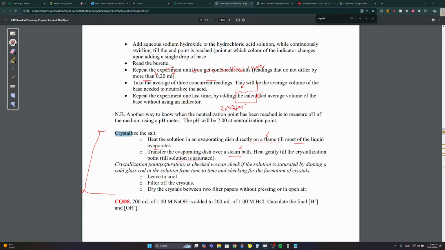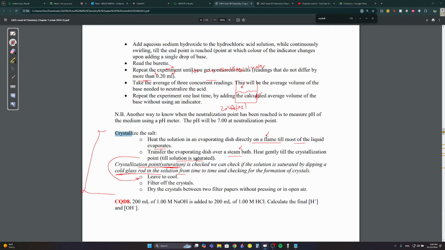How do you know? Sometimes they ask, how do you know that you have reached the crystallization point? You dip a cold glass rod in the solution. It has to be cold, not warm, cold, okay? If crystals stick to the cold glass rod, then that means it's still not saturated, okay? You should be no crystals formed, I think. Yeah. Okay, so leave to cool, filter off the crystal. Wait, okay. My bad. If the cold glass rod is dipped and crystals form, that means you reached the saturation point. That means it's time for you to continue with the next step.